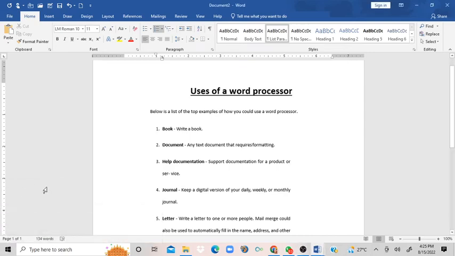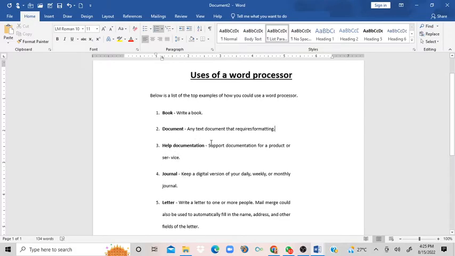Hello, class. Let us look at some of the uses of a word processor, specifically Microsoft Word. So, on my screen are some of the uses. We can use it to write a book, we can use it to create a document. It also helps in documentation. Here we mean supporting documentation for a product or a service.